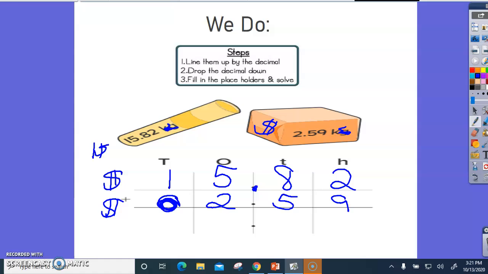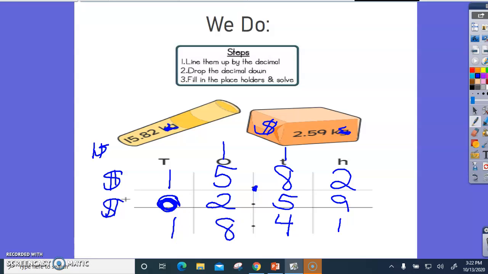Now we're still going to start in the hundredths place and work from our right all the way to the very end to the left. So then we start in our hundredths place. We have 2 plus 9, which is 11. I carry. And then I have 1 plus 8, which is 9, plus 5, which is 14. I bring that down, carry up. Then I have 5 plus 1, which is 6, plus 2, which is 8. And then my 1 is there.